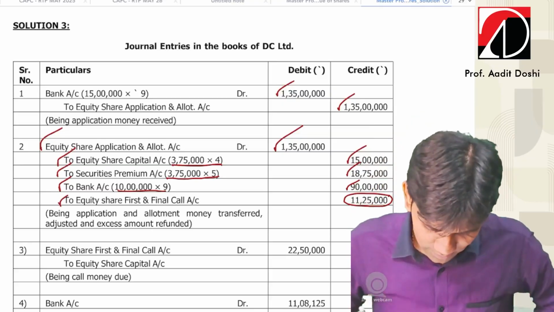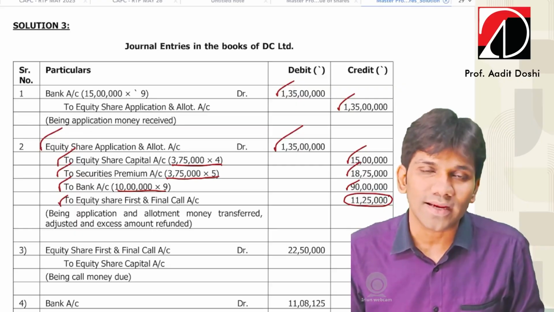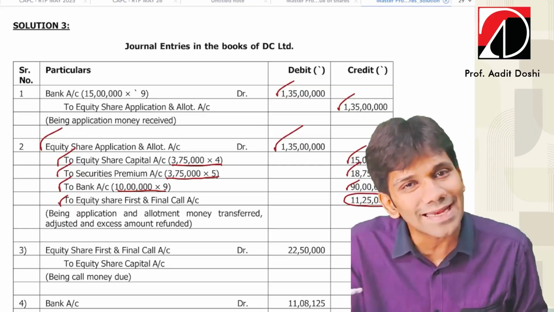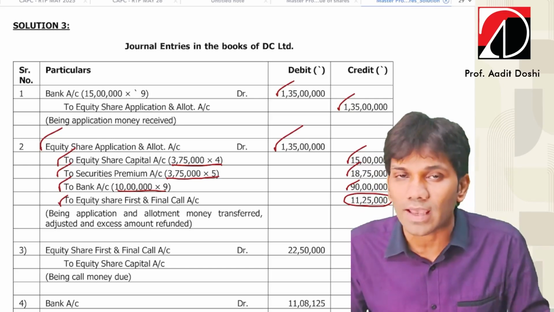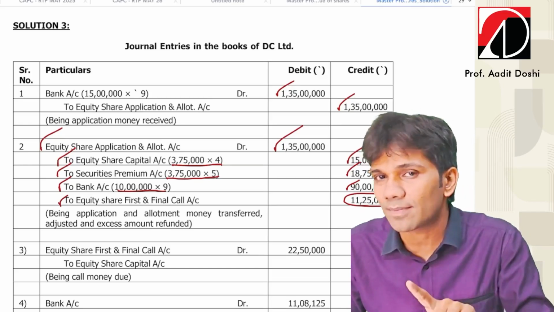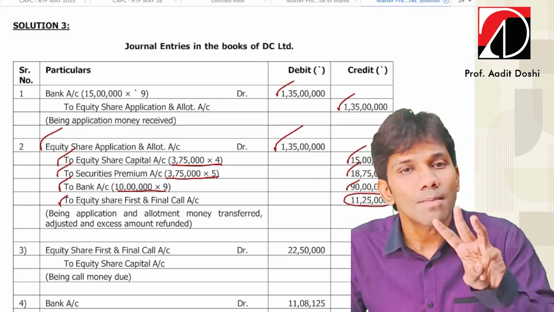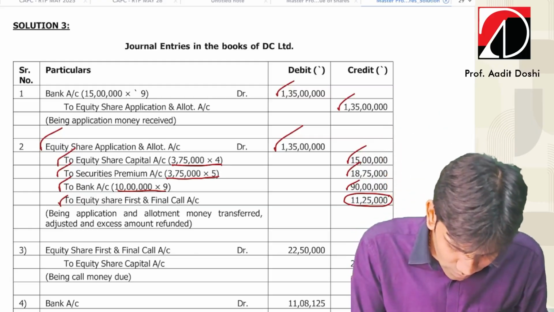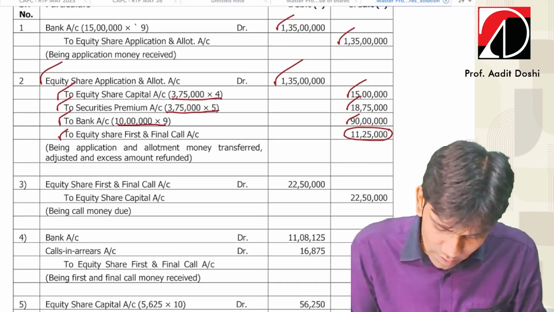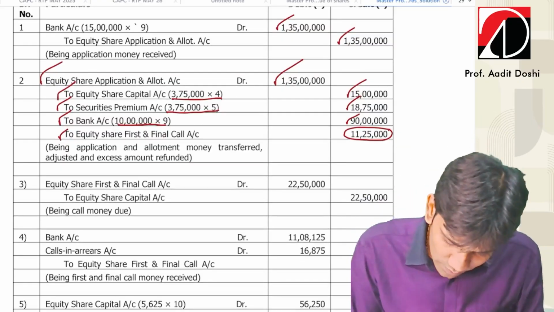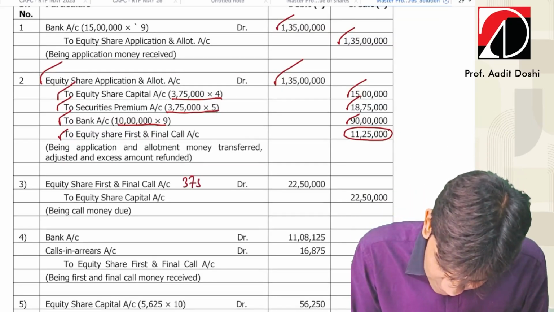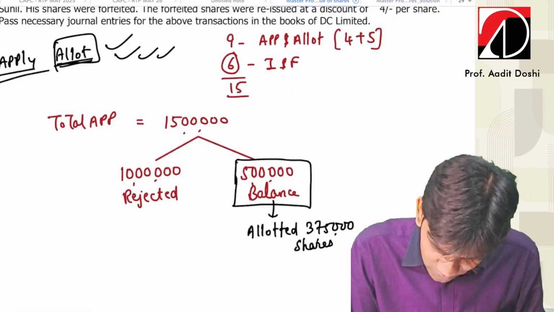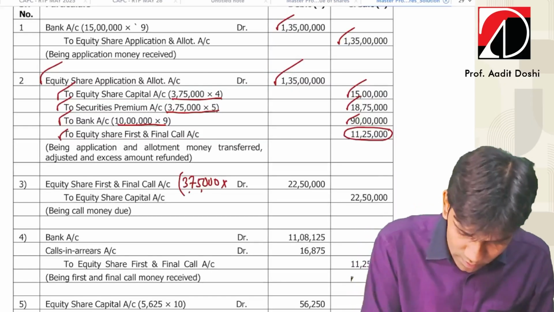I hope it is very clear. Being application money transferred to share capital, excess application rejected, balance adjusted with allotment including premium. इतना narration लिखना होता है. Now, this was second entry. Third, equity share first and final call account debit to equity share capital. This will be 3,75,000 into how much was the final call? Let me check. 6 rupees.